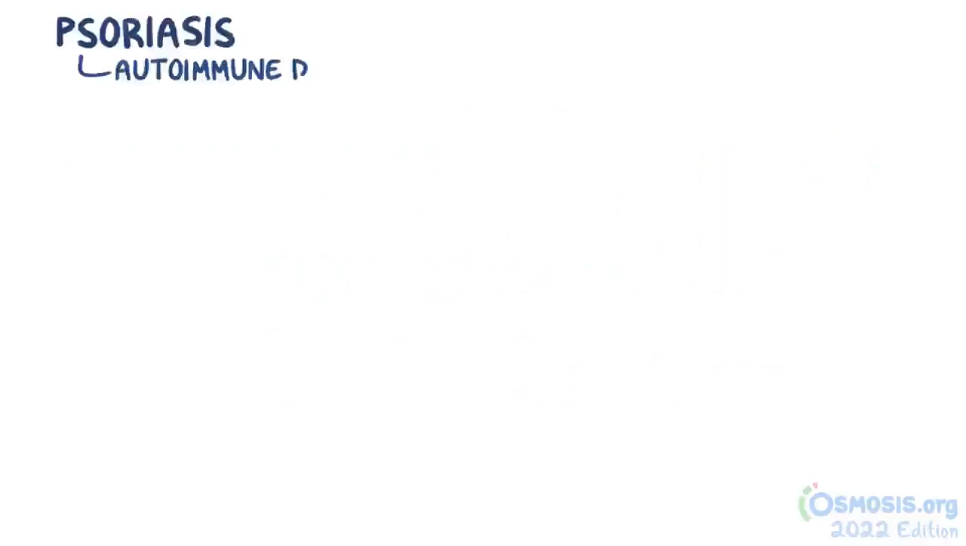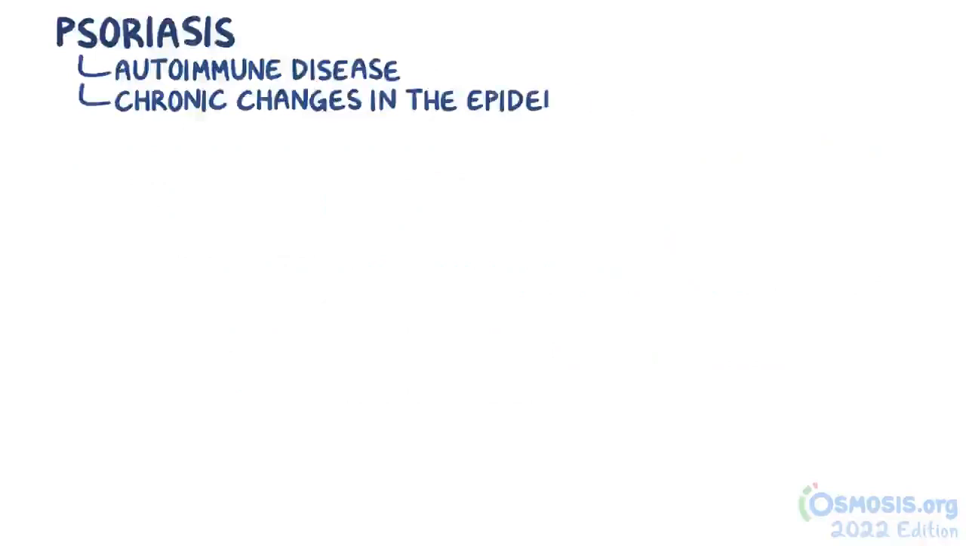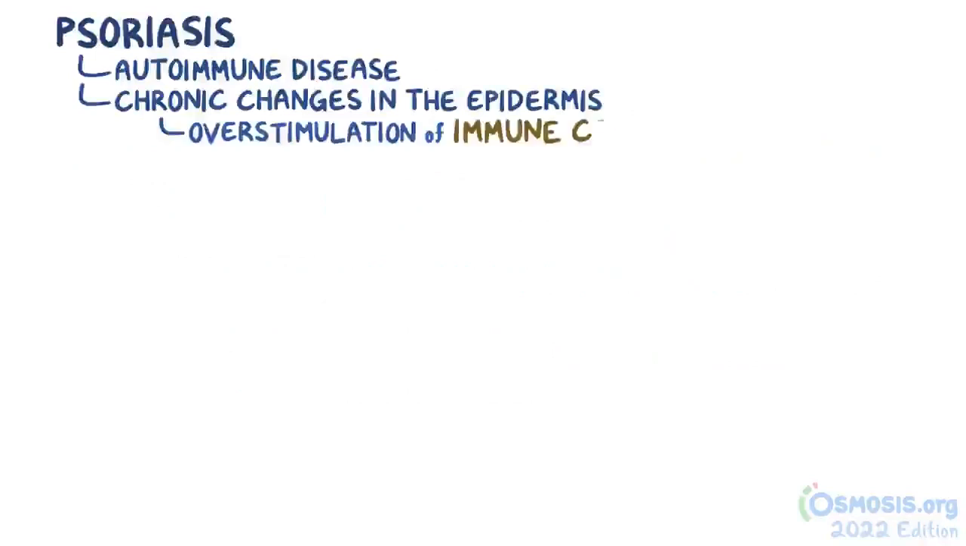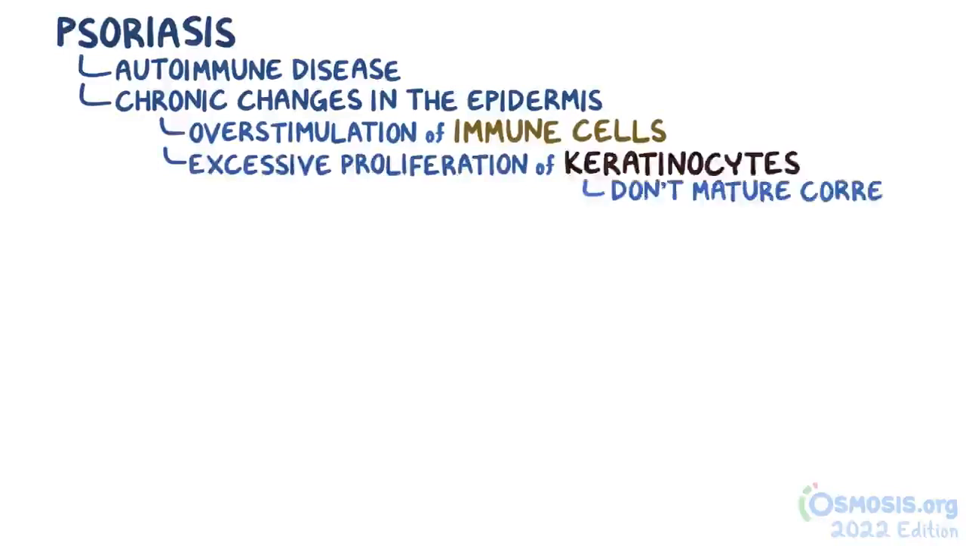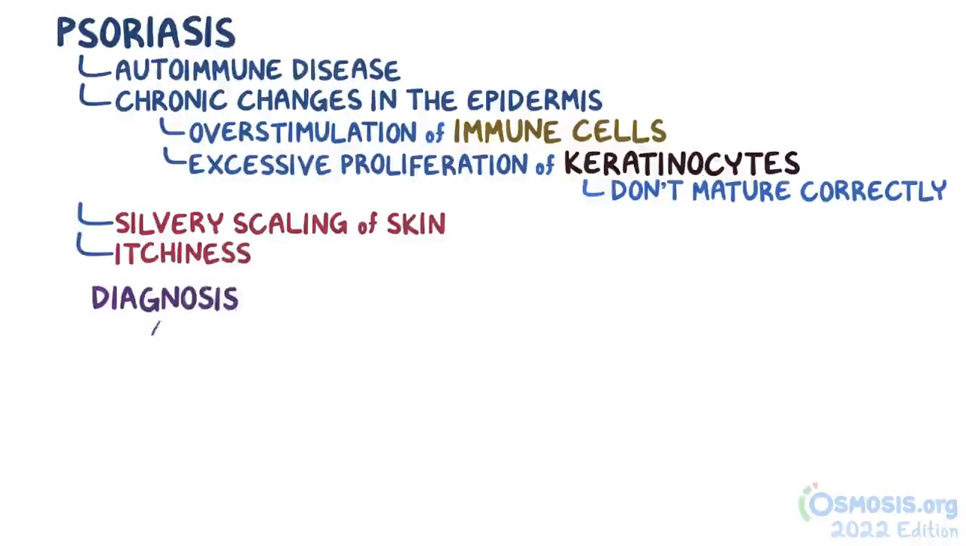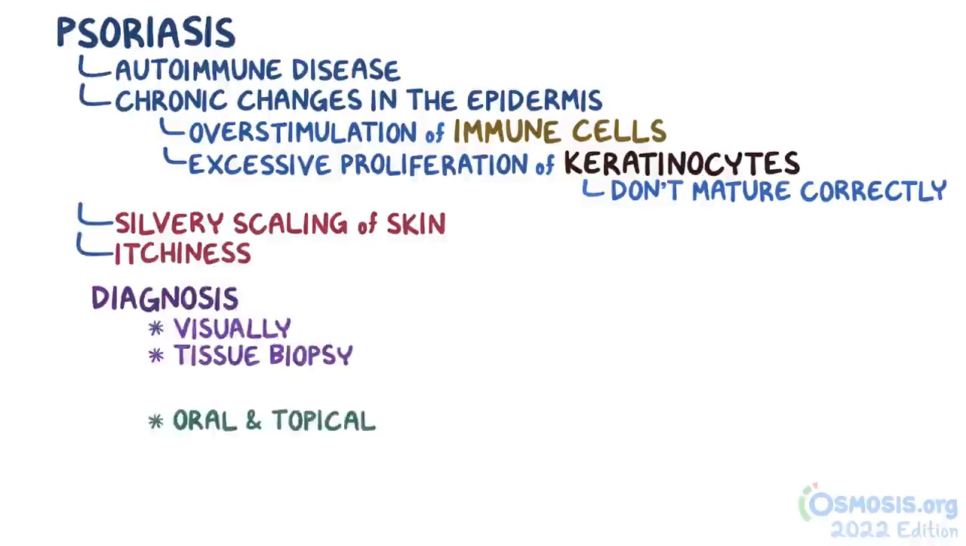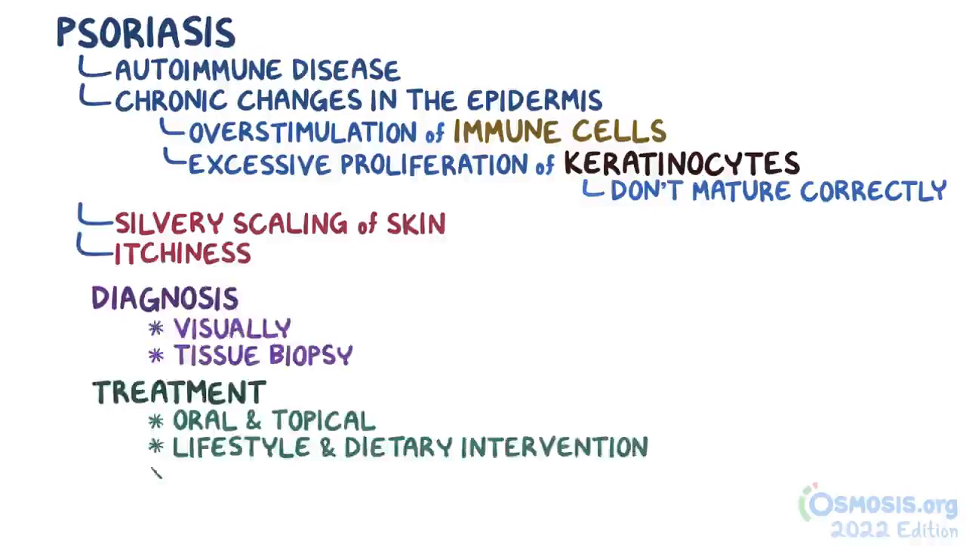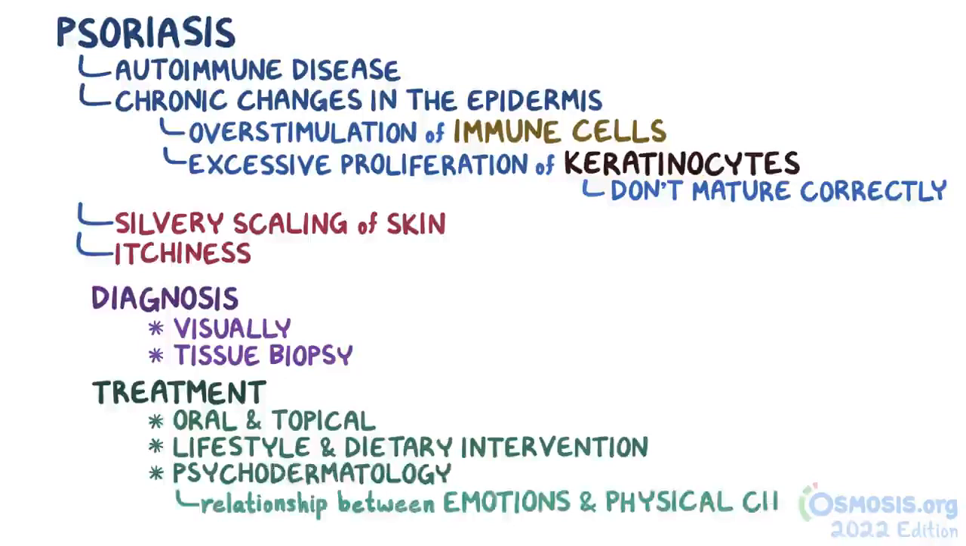Okay, so to recap. Psoriasis is an autoimmune disease that leads to chronic changes in the epidermis due to overstimulation of immune cells and excessive proliferation of keratinocytes that don't mature correctly. Psoriasis most commonly causes silvery scaling of the skin and itchiness. The diagnosis can be made visually or with a tissue biopsy. There are various oral and topical treatments available, as well as new areas of lifestyle and dietary intervention, and psychodermatology, which addresses the relationship between emotions and physical changes in the skin.